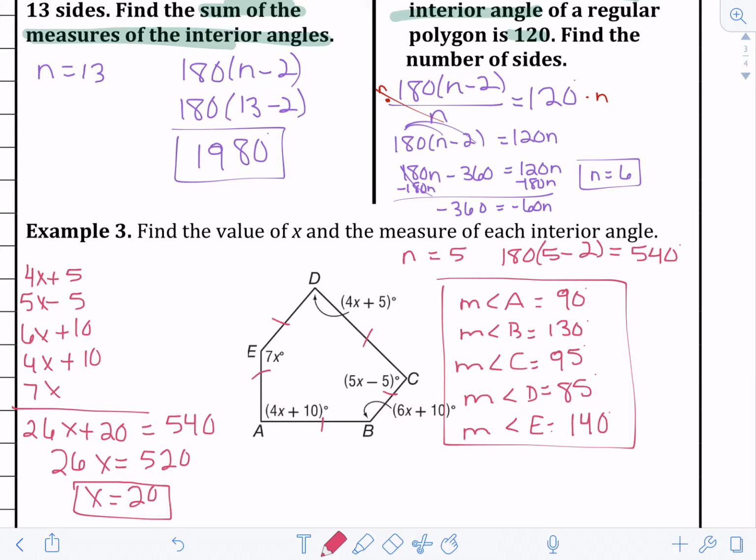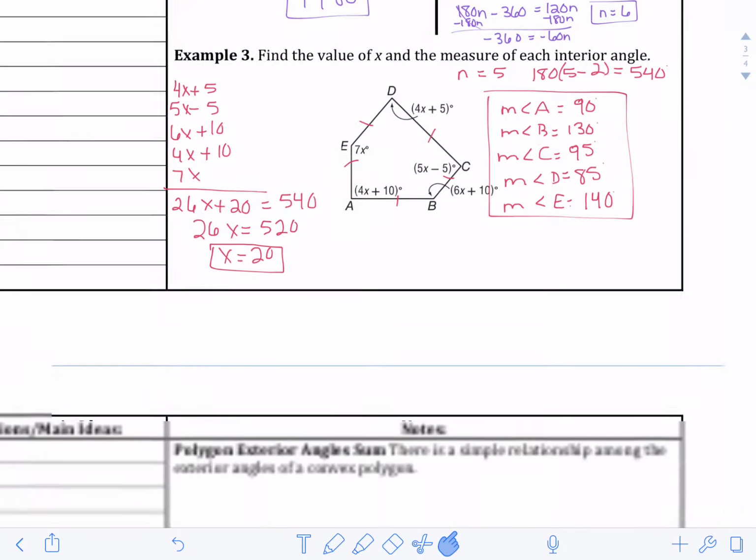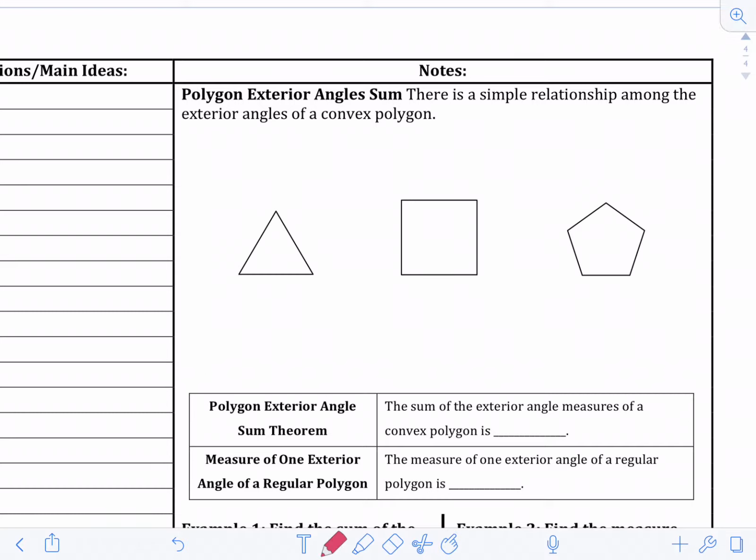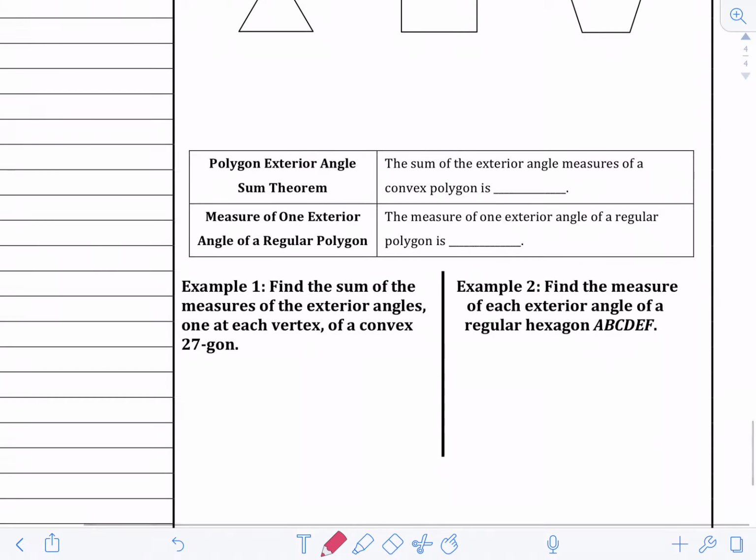All right, back side. This is the easy side because it's talking about the exterior angle sum theorem. So the exterior angle sum theorem, it will always be 360 degrees. And if you want to find one, you just do 360 divided by n.